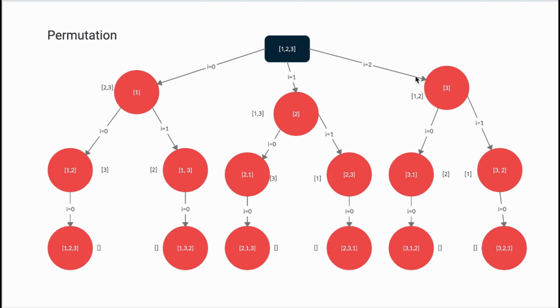Okay, hello. Here, we're going to talk about permutations. The basic part of a permutation is that we're going to reorder the numbers, right? So here I have 1 2 3, and the result of the permutation is going to be 1 2 3, 1 3 2.